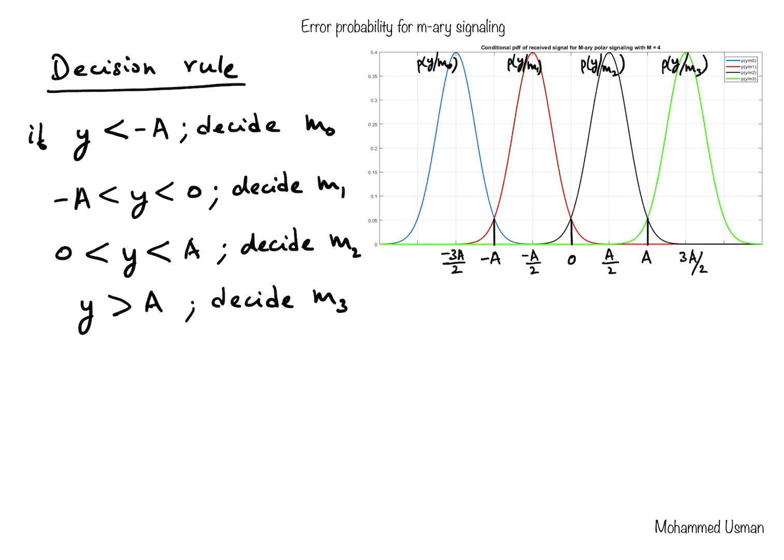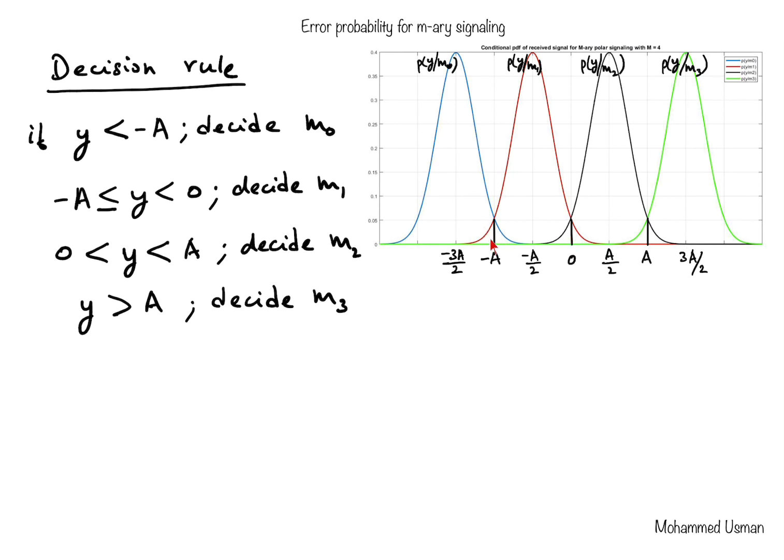Occasionally it could be possible, but it would be a rare case, that the received signal y is exactly equal to one of these thresholds. It could be exactly minus A, or exactly 0, or exactly plus A, in which case we have to choose any one of the adjacent symbols randomly. If it is exactly minus A, we are going to give it to M1, for example. We can choose whichever we want.